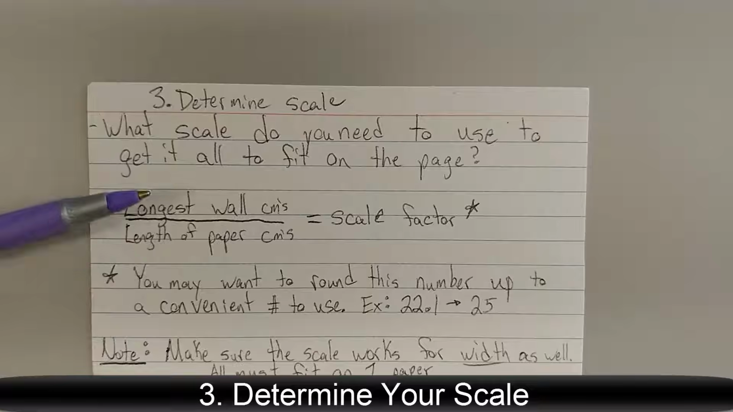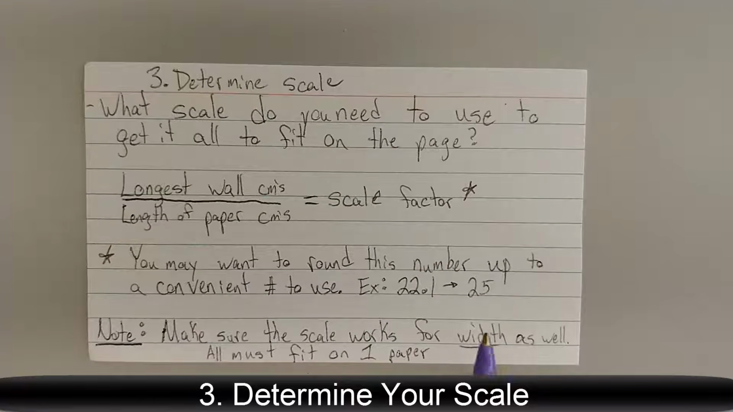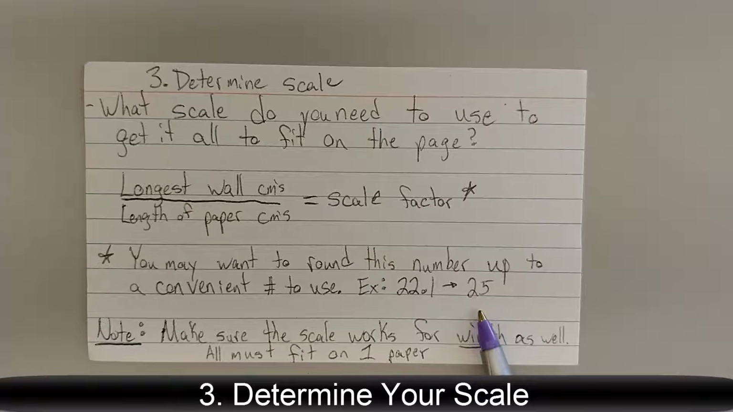For example, if I did this division and I got 22.1, instead I might just want to round that up to like 25, because it's easier for me to scale things by 25 instead of 22.1. And here's another note. Make sure the scale works for the width as well. All of it must fit into the paper. So if you got this odd shaped room, or it's not shaped like a paper, you want to make sure that just because the length fit doesn't mean the width will fit too. You want to make sure that they both fit.